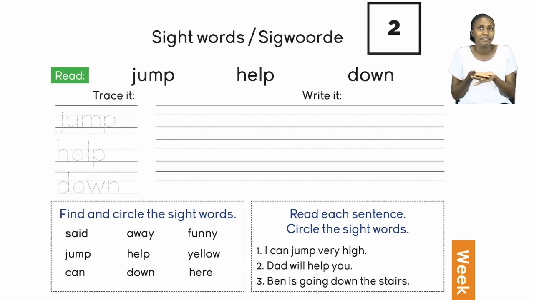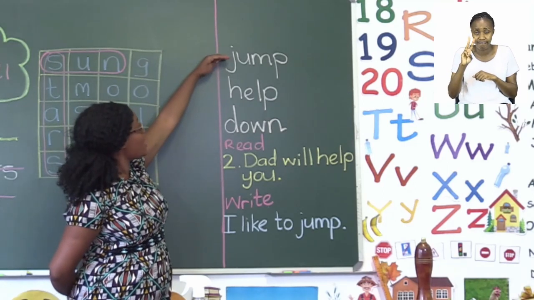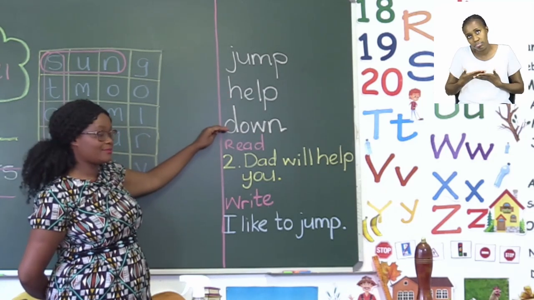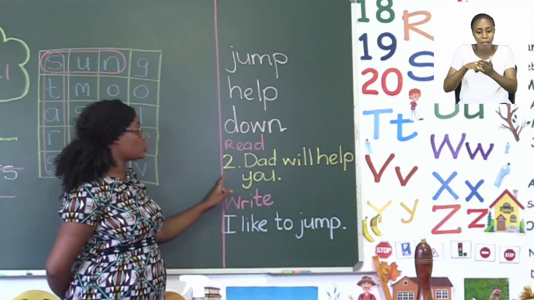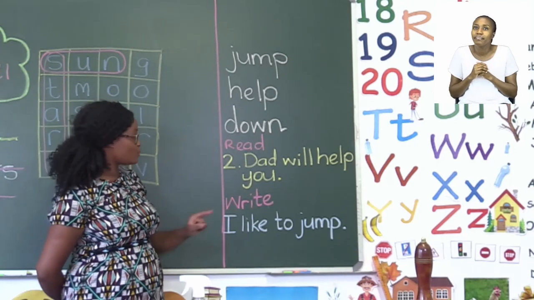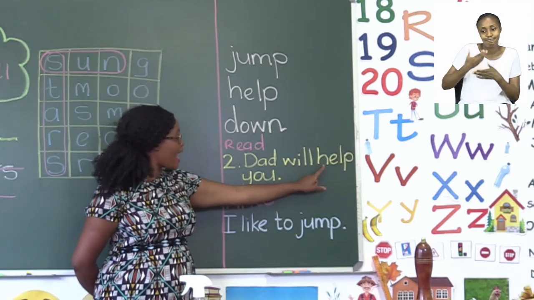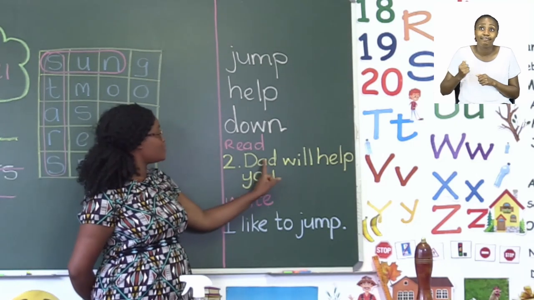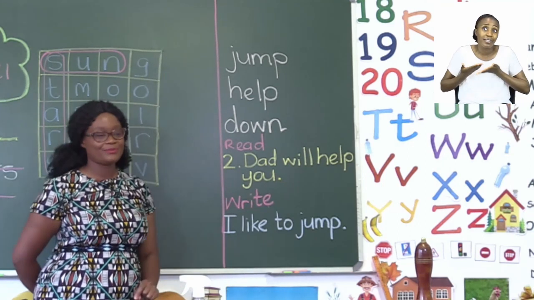Now remember, we have these words that we are going to be using for our sight words. Jump, help, down. Well done. The reading part, we're going to do number 2 together. I want you to put your finger there and read with me. Are you ready? Let's go. Dad will help you. Let's read again. Dad will help you. Good job.